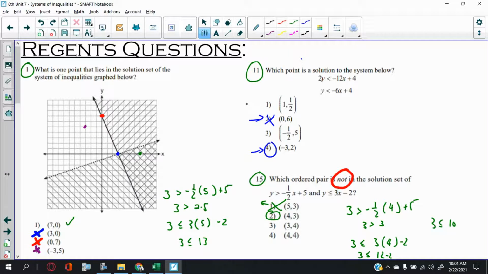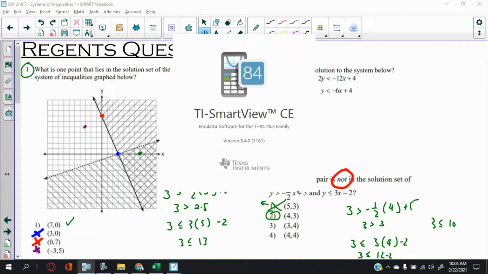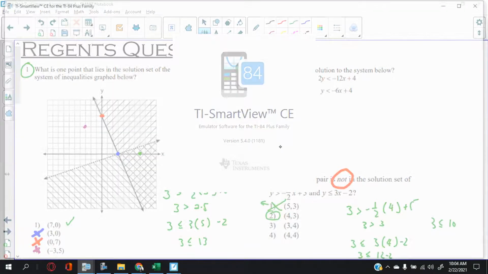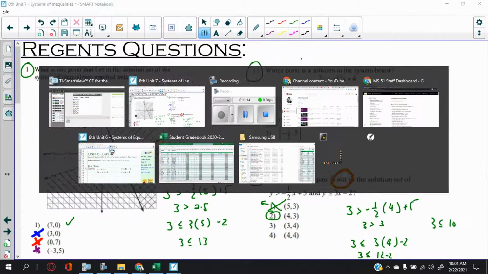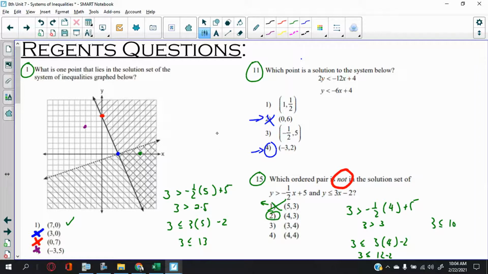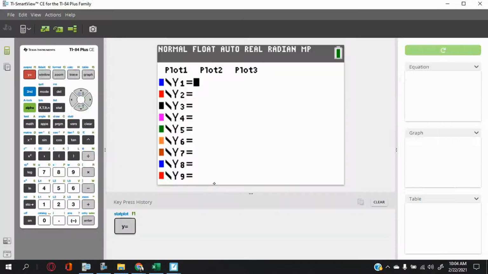Because these are regions, I would actually suggest that you plot these points. Maybe I should take the time to do this right now for number 3. It might occur to you that you might be better off plotting it instead of plugging in, and I would agree with you on that. So let's graph these 2 lines. Negative 1/2 x plus 5.